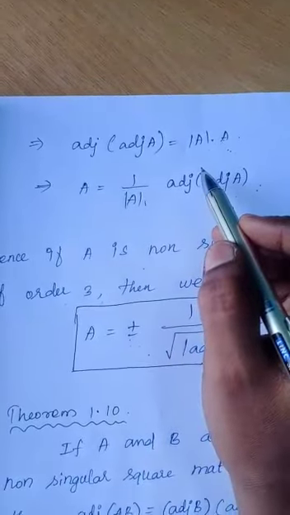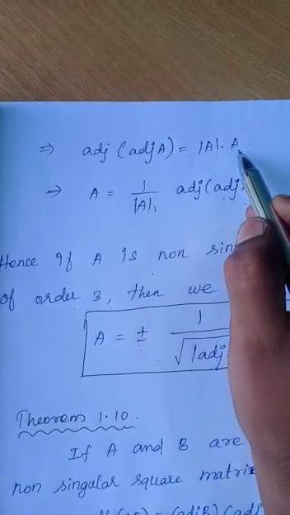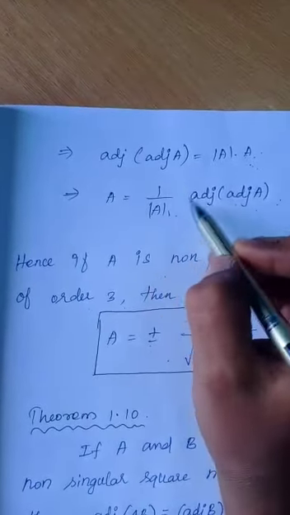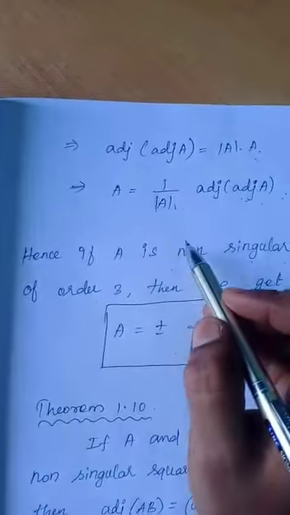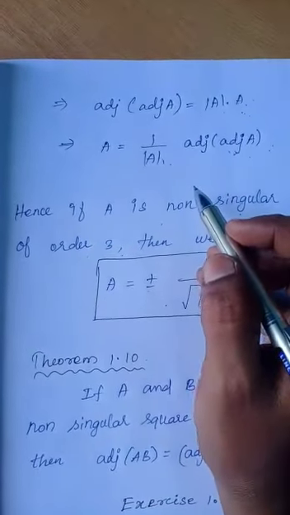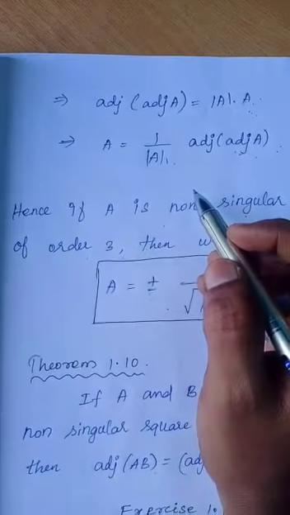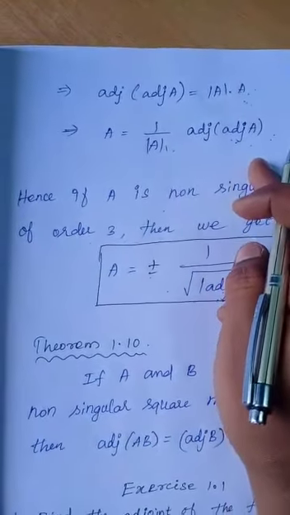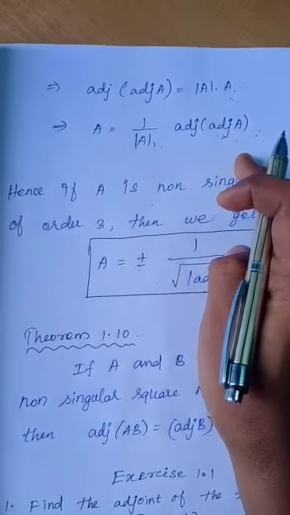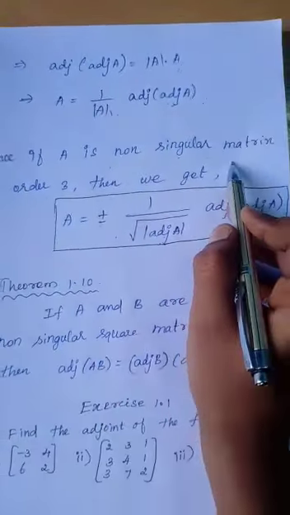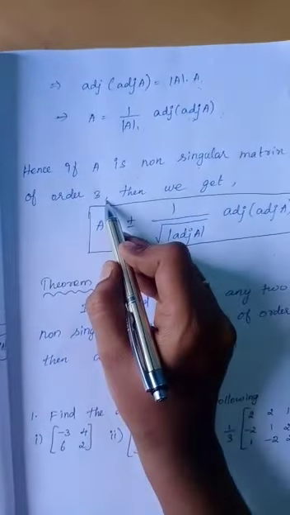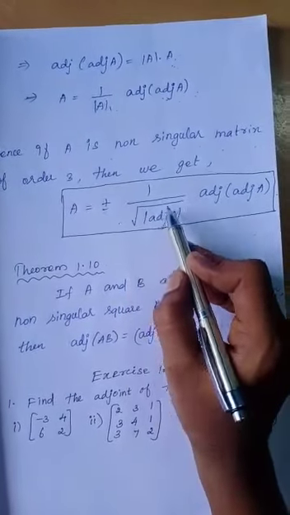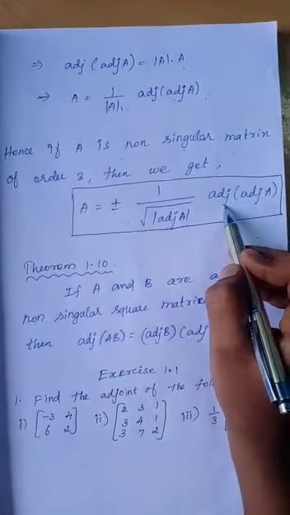I want to find the matrix A, so I keep it on the right side. A equal to 1 by determinant of A into adjoint of adjoint A. So if in some problems the adjoint A matrix is given, we have to find the matrix A. For that problem we use this formula to find the matrix A. Hence if A is a non-singular matrix of order 3, then we have A equal to plus or minus 1 divided by root of determinant of adjoint A into adjoint of adjoint A.